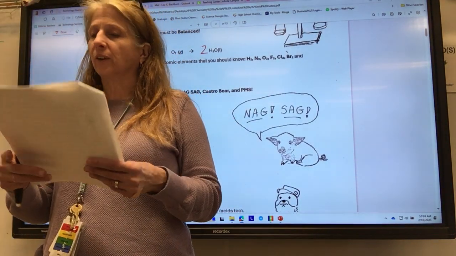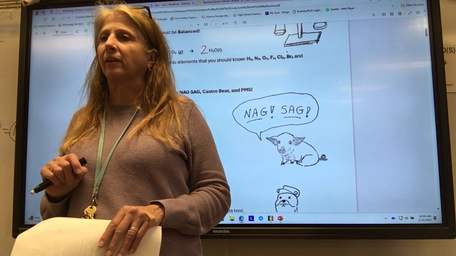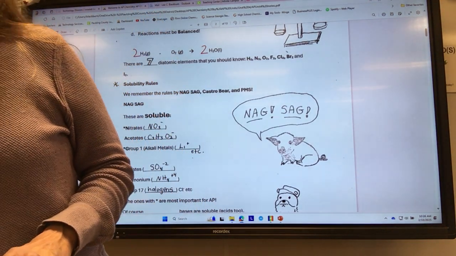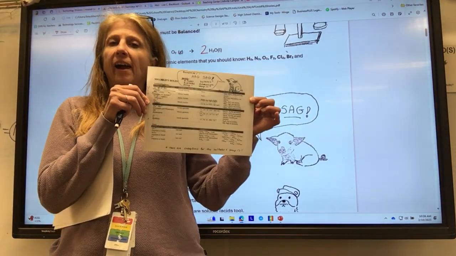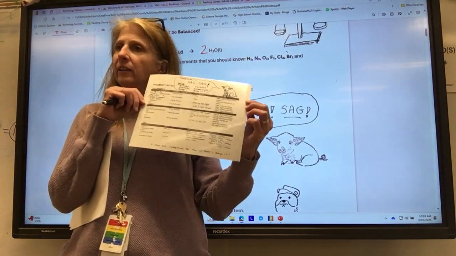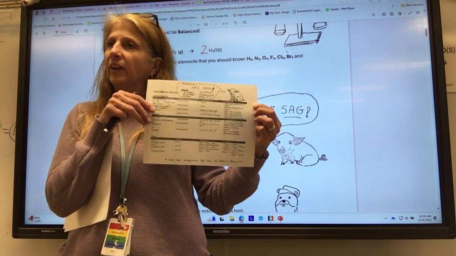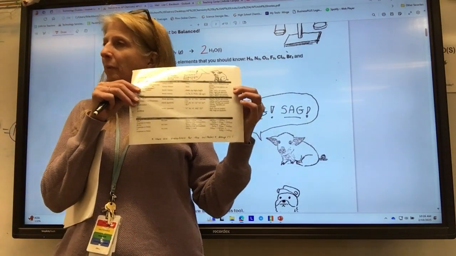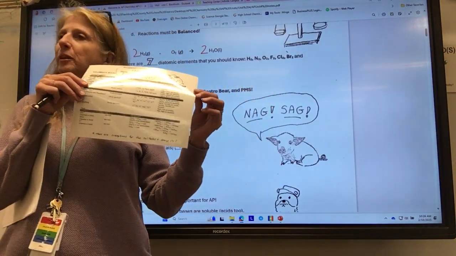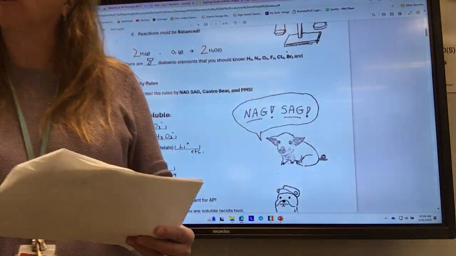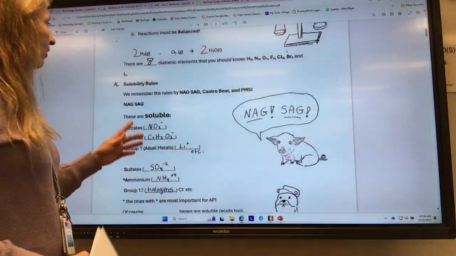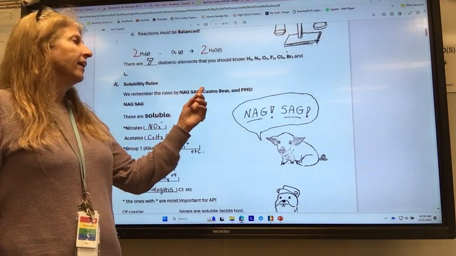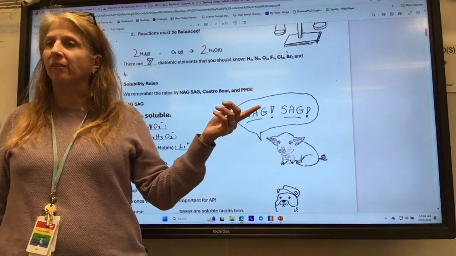So I ran off for you on the colored piece of paper. Everybody look at the colored piece of paper, the solubility rules. And it's the side that has the pig on it. It looks like this. And do you see how that's a whole lot? And you're thinking, I cannot memorize all that. Never fear, there are some mnemonic devices made to memorize them. And I did not make these up. These are in every chemistry textbook and every chemistry video about this. So we remember the rules by these mnemonic devices: NAG-SAG, Castrobear, and PMS.